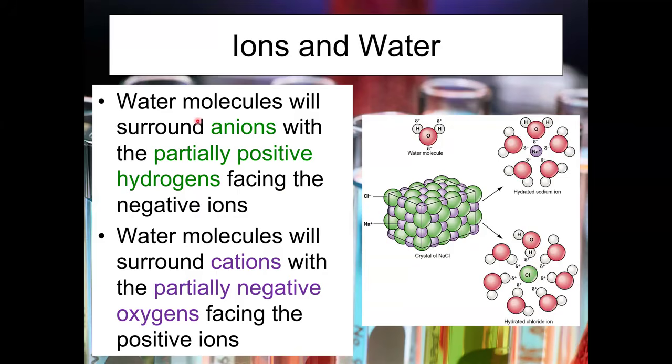attracted to the negative. So in general, not just with sodium chloride, but with ions in general, water molecules are going to solvate the ions, with water molecules surrounding the anion, and if you remember, that's a negative ion, with the partial positive hydrogens facing the negative ion, the anion. And then water molecules are going to solvate the cations, they're going to surround the cations with the partially negative oxygen facing the positive ions. And this happens anytime an ionic compound is put into water and dissolves in water. This is why ionic compounds dissolve in water.